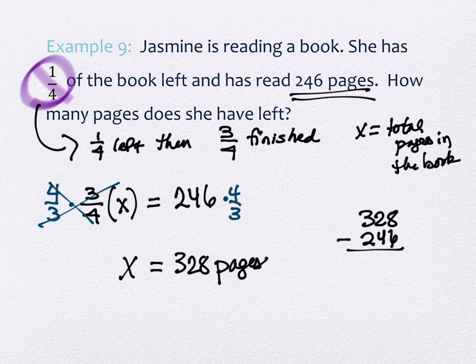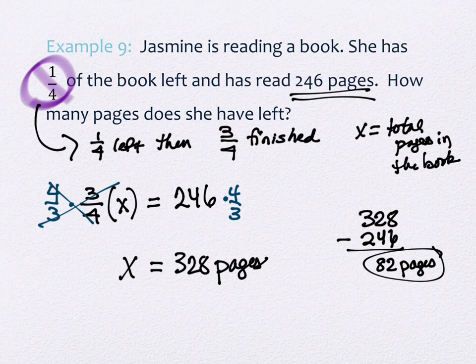Now, it's probably worth noting there's another way to do that. Does anybody know what it would be? I don't think it's the way you would do it, but you could also take the 328 and multiply by 1/4. 1/4 of the 328 is also going to be 82 pages. Either of those will give us 82 pages.